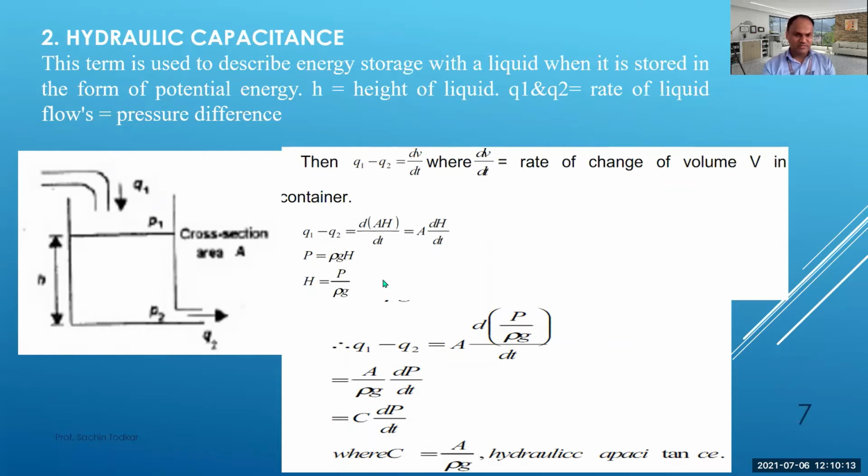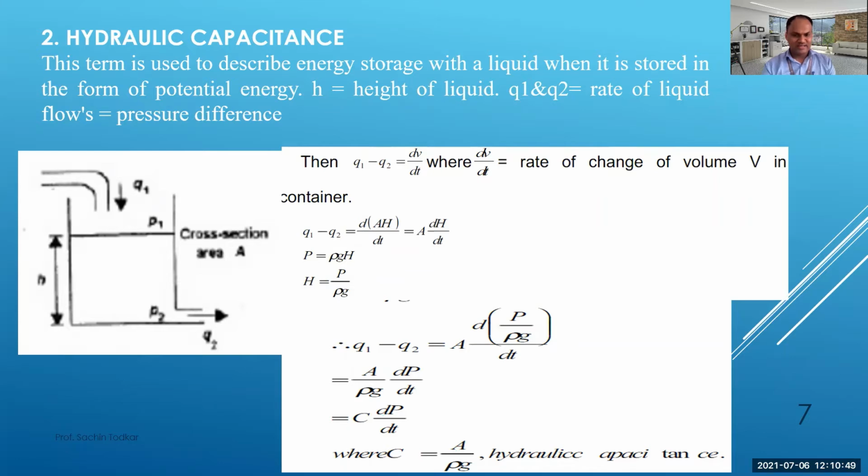So if we derive this, you'll get H is equal to P, pressure, upon rho G. This is the formula which we have seen in fluid mechanics also. So the same formula came here, and you can simplify this with the help of a differential equation. A and rho G both are constant, so there will be change in pressure with respect to time, that is dP by dt. So we'll consider A upon rho G is equal to C, which is constant.